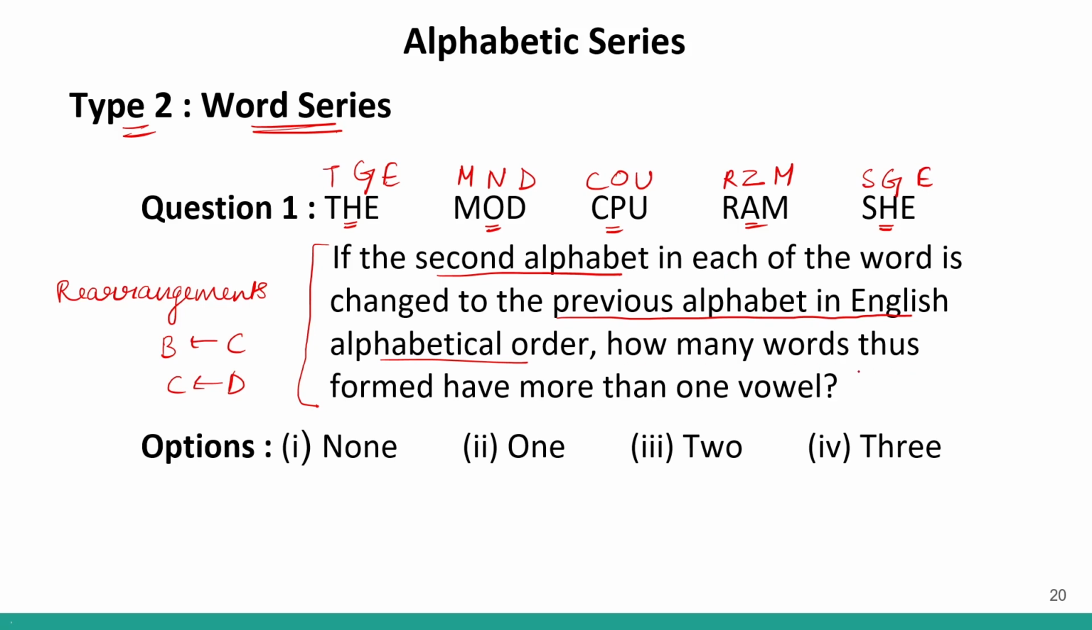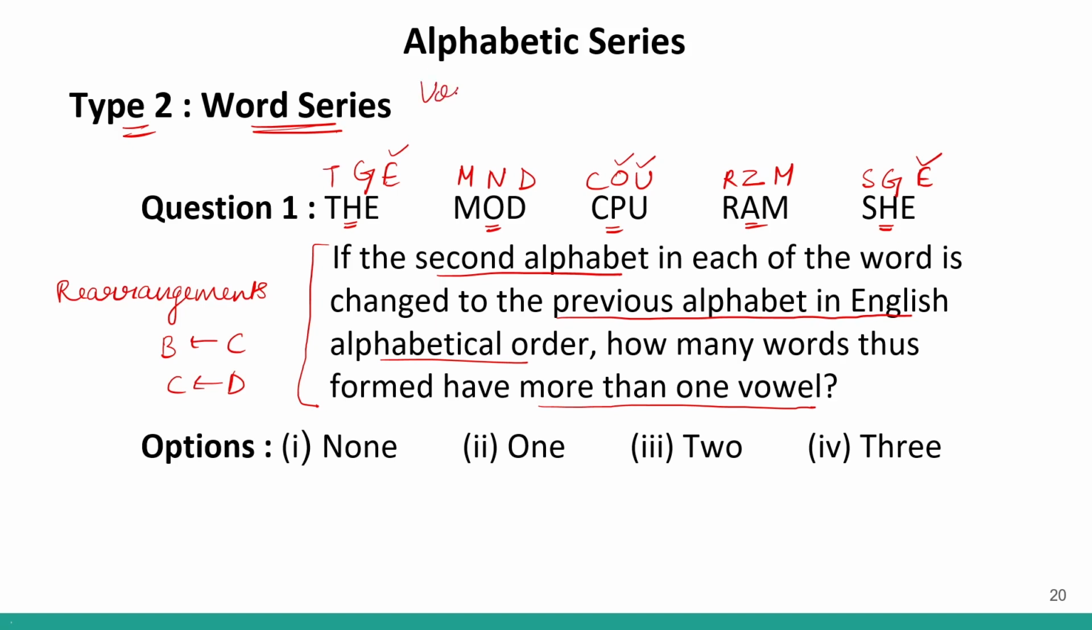We have to find out how many words thus formed have more than one vowel. If I look over here, there is only one vowel. If I look over here, there is no vowel. If I look over here, there are two vowels. If I look at this word, there is no vowel. And if I look over here, there is only one vowel.